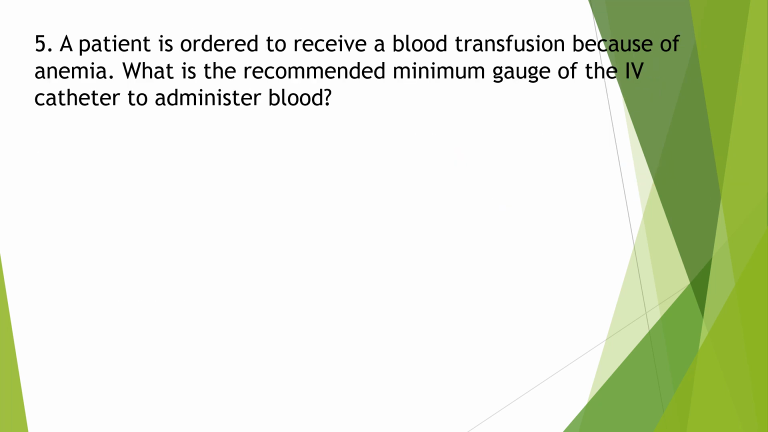A patient is ordered to receive a blood transfusion because of anemia. What is the recommended minimum gauge of the IV catheter to administer blood? 16, 18, 20 and 22. So here you need to think about the different colors and different sizes and their clinical indications of the catheters.